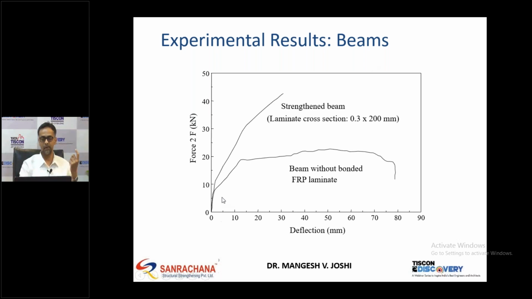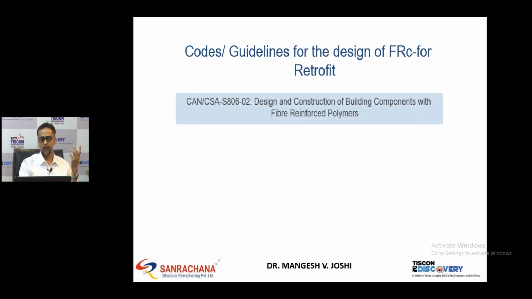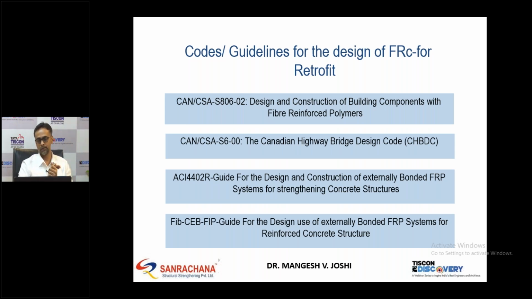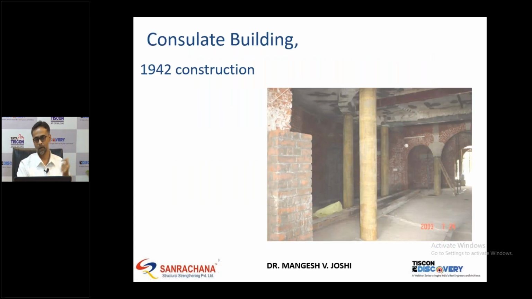Similarly for an RCC beam, this is deflection versus force, and you can see this is an existing RCC beam, and I want to increase its flexural behavior, so I can put this type of carbon laminate, and you can see its flexural strength is going up considerably. Then there is always a question asked about how to design an FRP system. There are different codes and guidelines available, and we can follow any one of these to design the repair and retrofit system. Here I'll come to the different case studies that we have dealt with.